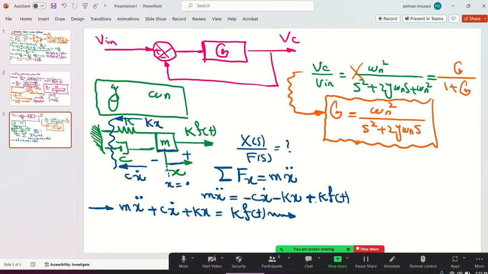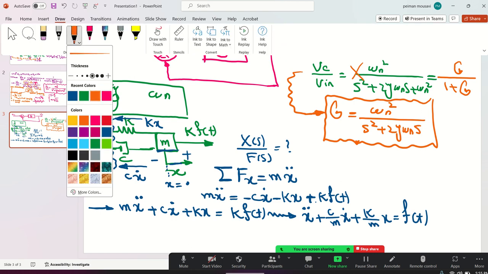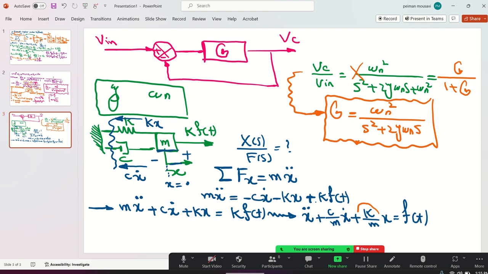Now if you divide both sides by m, you get x double dot plus c over m x dot plus k over m x equals f of t. Now you know it, hopefully from at least ME 432, if not vibration. The name of this is the natural frequency squared. So the natural frequency of the mass and spring is the square root of k over m. And the damping coefficient divided by m is 2 zeta omega n.